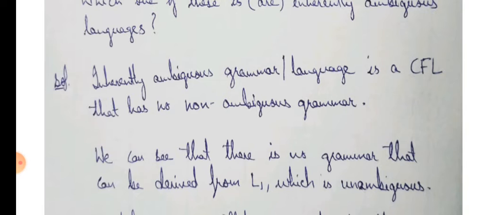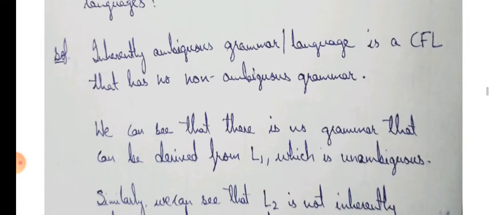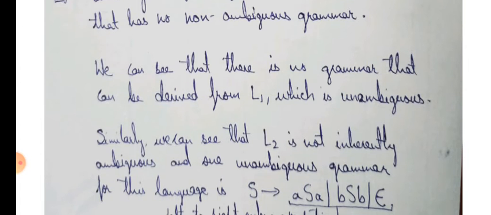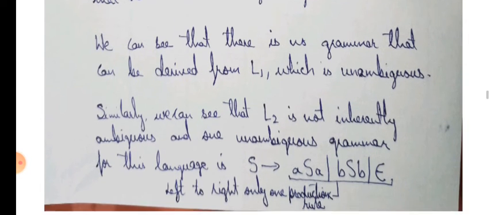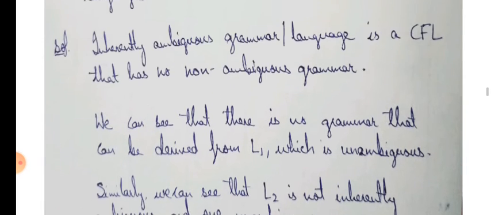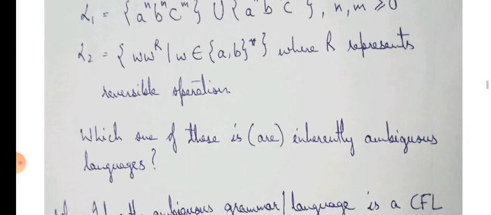An inherently ambiguous language is a CFL that has no unambiguous grammar. We can see that there is no grammar that can be derived for L1 which is unambiguous. Similarly, we can see that L2 is not inherently ambiguous, and one unambiguous grammar for this language is S to aSa | bSb | empty. So left to right only one production rule can be applied. So option 1 is the correct answer.